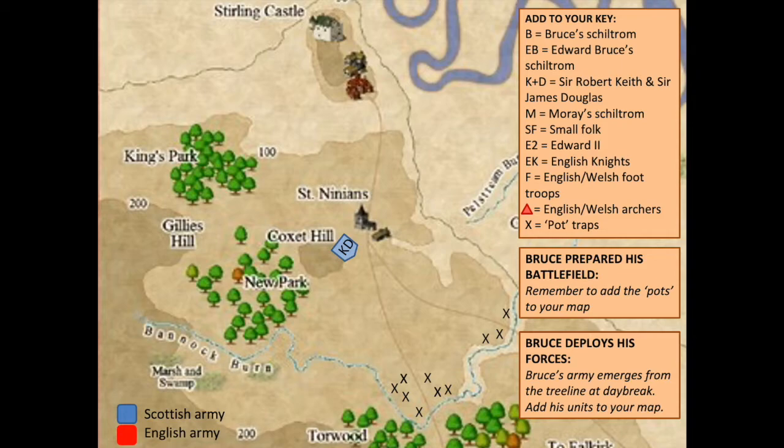Now, Bruce's deployment on day 2 of the battle. So with dawn, we have Sir Robert Keith and Sir James Douglas, Bruce's rapid reaction cavalry force, at the foot of Coxet Hill. Moray's schiltron is on the edge of the trees in the New Park, as is Edward Bruce's schiltron. Bruce's schiltron takes the centre. The small folk, Bruce's camp followers, and the new recruits who'd come down from the Highlands to support Bruce's cause in the face of an English advance, are kept to the back of Coxet Hill, out of the main danger of being involved in the initial clash of combat, and guarding the Scottish baggage.